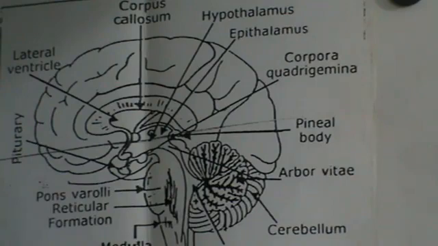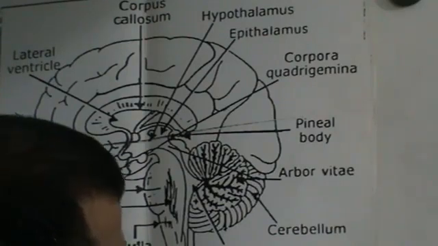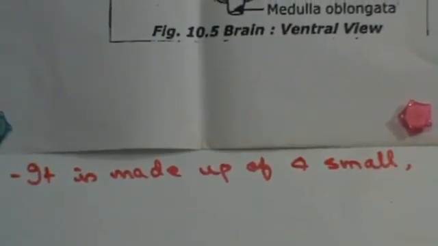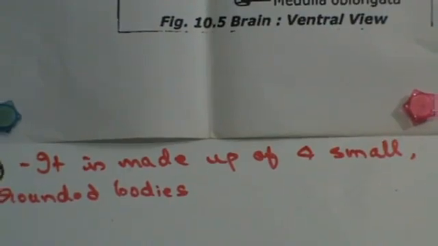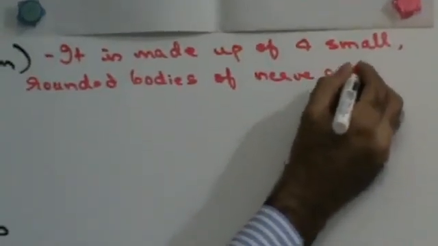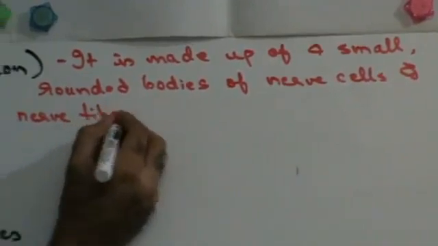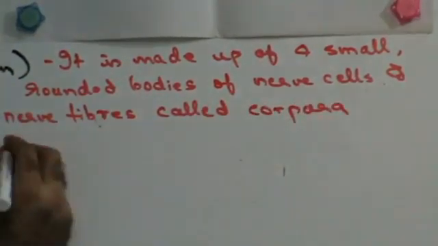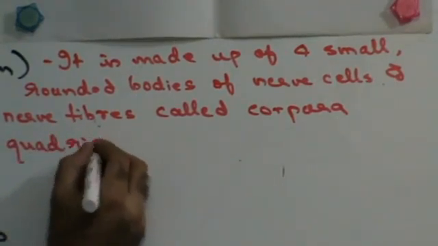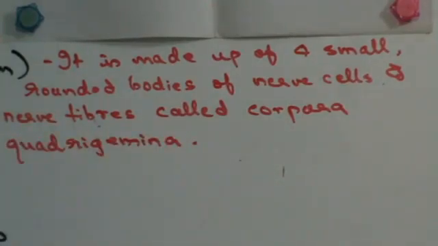Now, let's write this down. It lies between the cerebrum and pons varolii. It is made up of four small rounded bodies of nerve cells and nerve fibers, called corpora quadrigemini. These are also called the optic lobes.